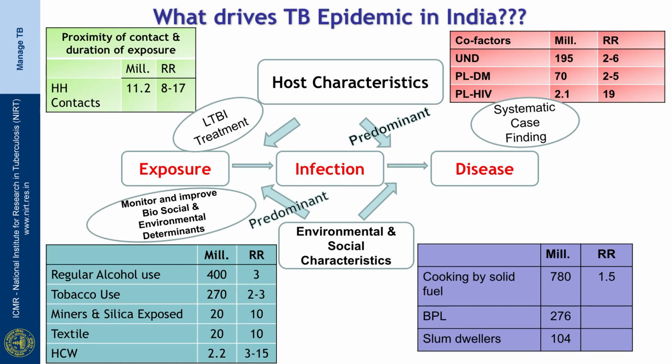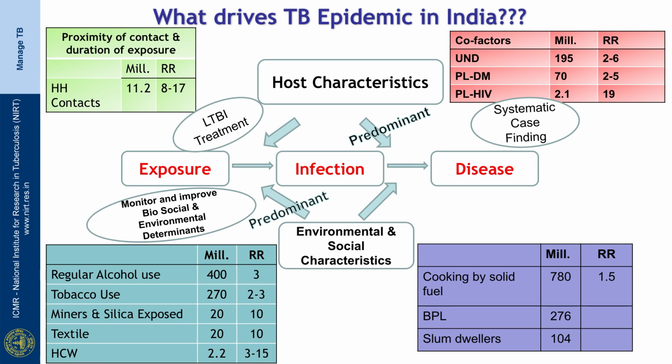Now, in spite of all our efforts, TB continues to be a high burden disease in this country, and let us look at what drives the current epidemic of TB. There are 400 million people who use alcohol at any point of time. There are additional 270 million tobacco users. Alcohol and tobacco use increases the risk of infection and risk of disease by 3 times compared to a person who has been remotely infected in the past, let us say 10 to 20 years back.